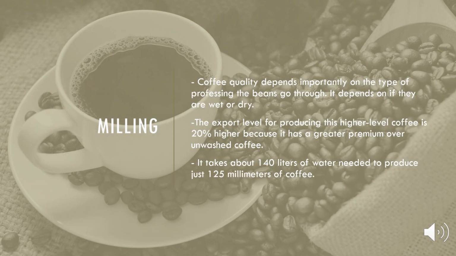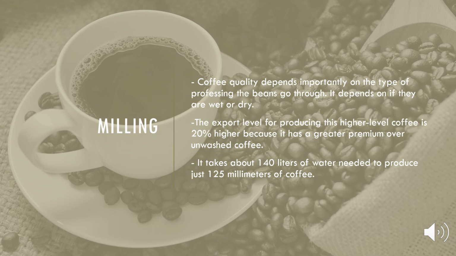Coffee quality depends importantly on the type of processing that the beans receive. For a higher quality coffee, the cherries go through wet processing. This means that there needs to be a certain level of ripeness and the beans should be hauled to a processing washing station within 10 to 12 hours after harvesting. The export level for producing this level of coffee is 20% higher because it has a greater premium over unwashed coffee. Processing coffee is very water intensive and the wastewater can contaminate rivers and streams.